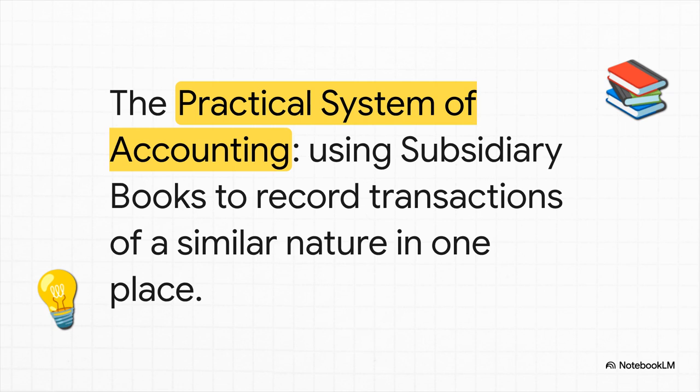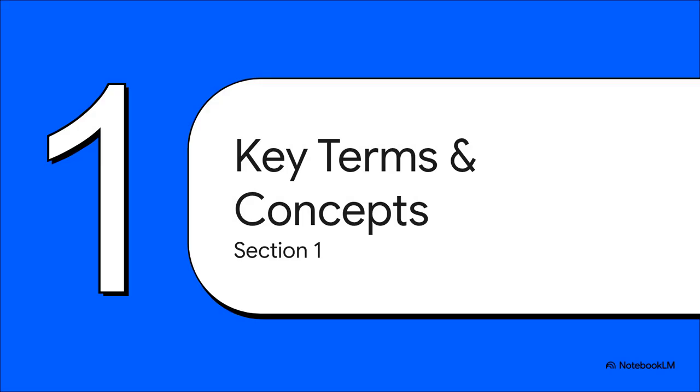It's called the practical system of accounting. And the big idea is this. Instead of using one massive, overloaded book, accountants use several different, specialized notebooks. And these special notebooks are what we call subsidiary books. Okay, so to really nail this for your exam, we have to get the language right. Let's start by defining the most important terms you're going to see.